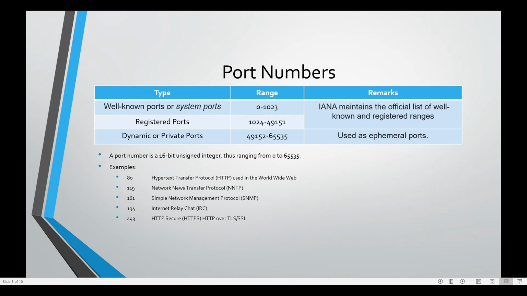What are port numbers? Port numbers are 16-bit unsigned integers ranging from 0 to 65,535. Among these, 0 to 1023 are well-known ports, and 1024 to 49,151 are registered ports. These are maintained by IANA, which keeps the official list of all the ports. Dynamic or private ports range from 49,152 to 65,535. These are called ephemeral ports. The dictionary meaning of ephemeral is available for temporary purpose. A few examples of well-known ports are 80, that is Hypertext Transfer Protocol, and 443, that is HTTPS.